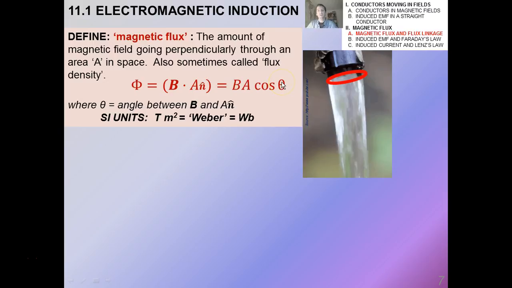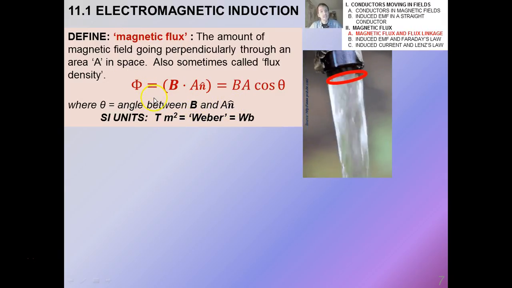Now, when everything is orthogonal, you don't have to worry about the cosine theta term. But we're going to talk about that cosine theta term because it turns out that the variation in angle between the plane of the coil and the B field has huge implications in terms of the application of all this, in terms of generating electricity, okay? And again, theta is the angle between the magnetic field and the unit normal vector.